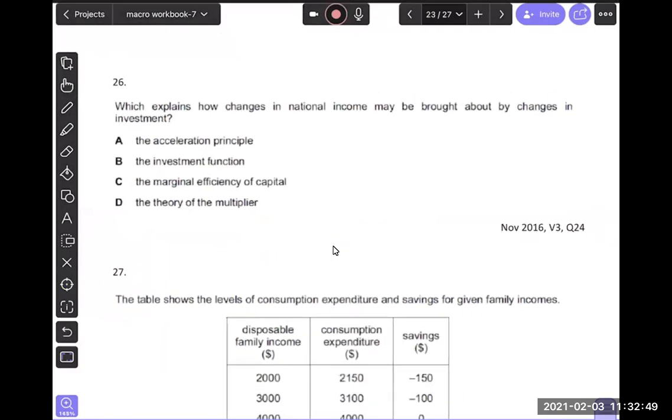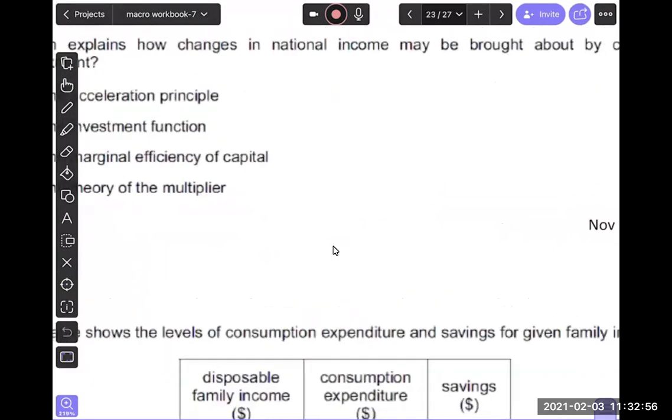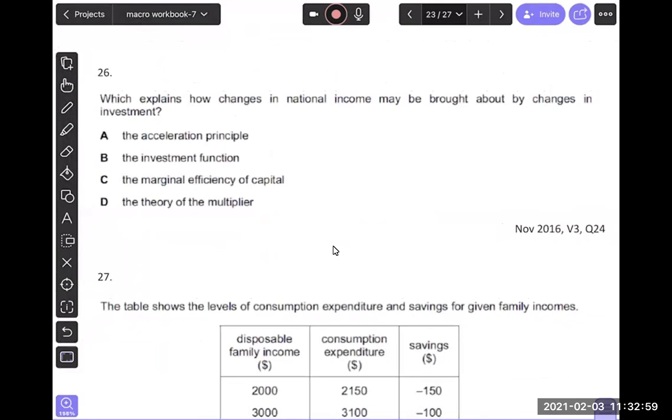Okay, what about this one? Who's saying D? It is D. Very good. Because this is not accelerator. It says explain how changes in national income may be brought about by, which means national income is changing by investment, which means multiplier.